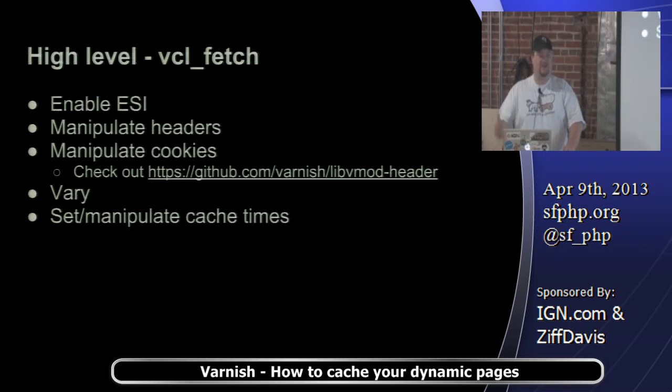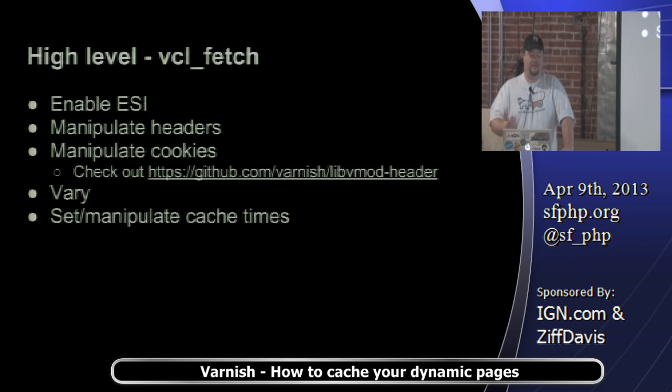VCL Fetch, as we mentioned, is when the response comes from the back end. It goes back into Varnish. And again, this is where you tell Varnish, yes, I want to do some ESI. You can manipulate the headers that came back from the back end. You can manipulate cookies that came from the back end.